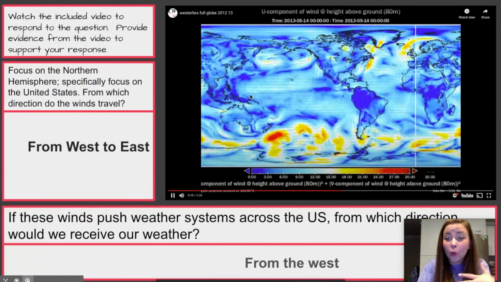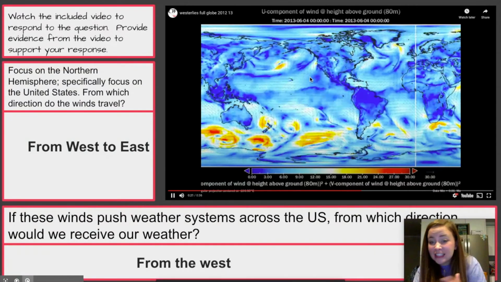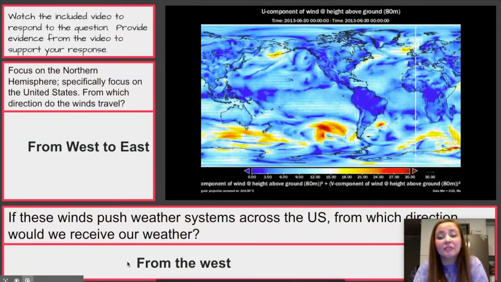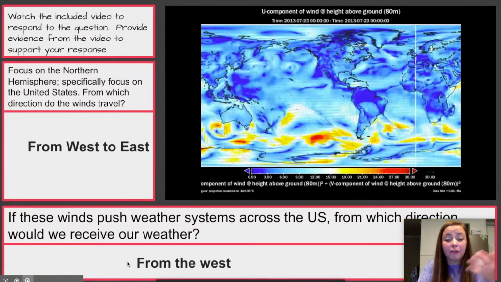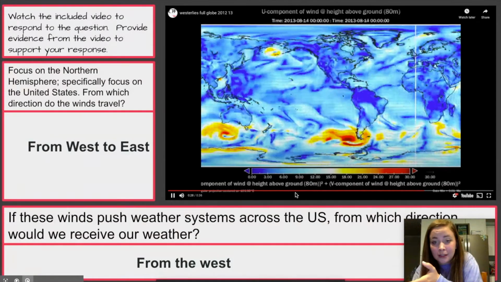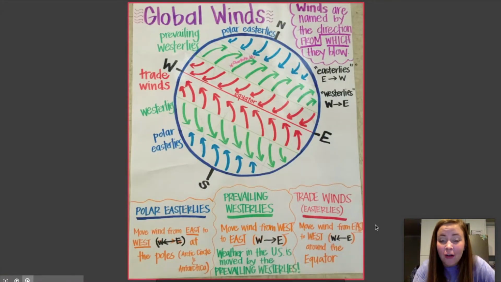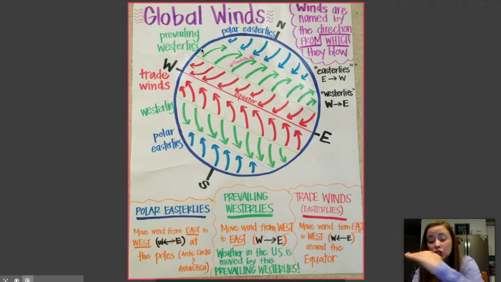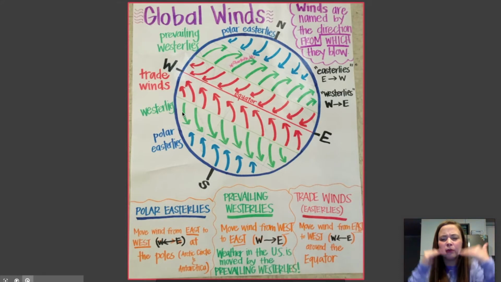So again, the winds travel from west to east in the northern hemisphere, and this causes us to receive our weather from the west. All right. So what we just saw on that map is right here in this little picture. We've got our global winds. Remember, the wind was moving from the west to the east. So we have our prevailing westerlies that move from the west to the east. And then you've got your westerlies in the southern hemisphere. But we really want to focus on the northern hemisphere.